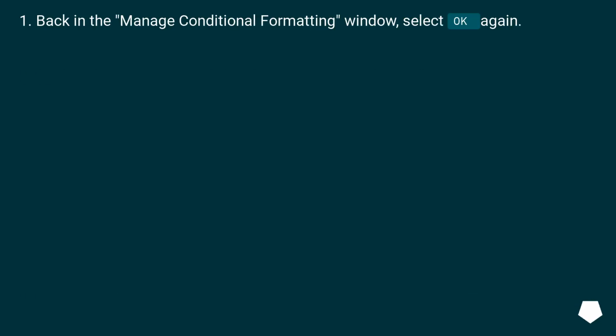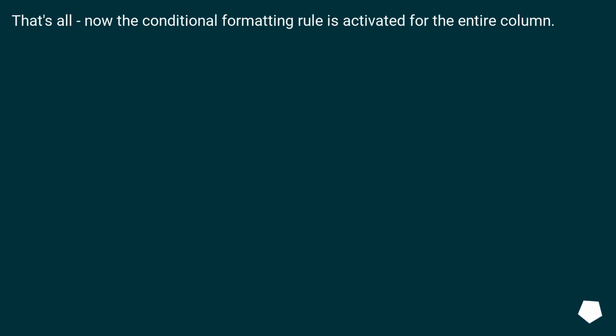Back in the Manage Conditional Formatting window, select OK again. That's all. Now the conditional formatting rule is activated for the entire column.